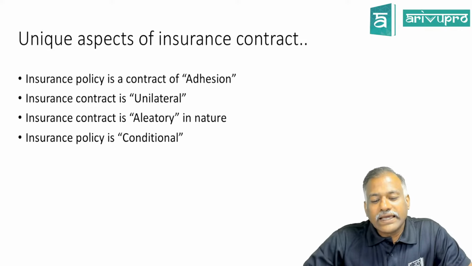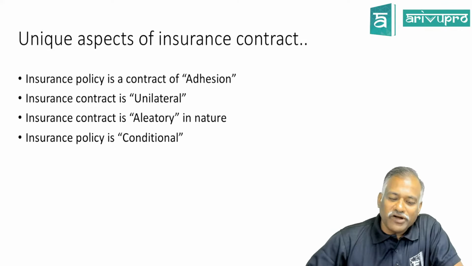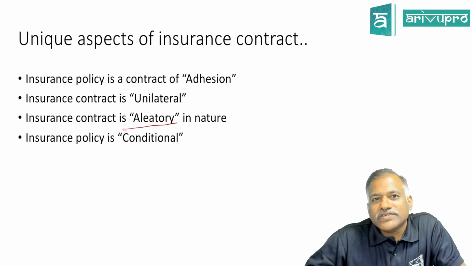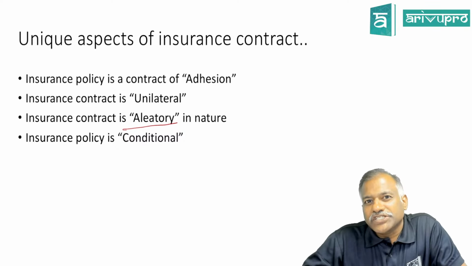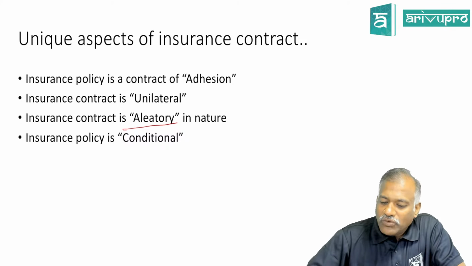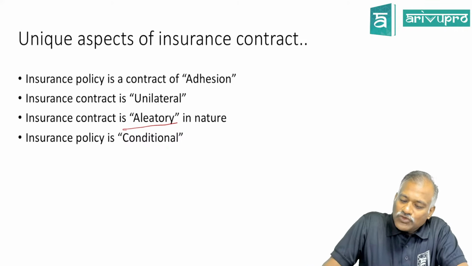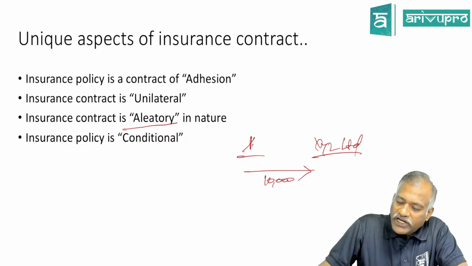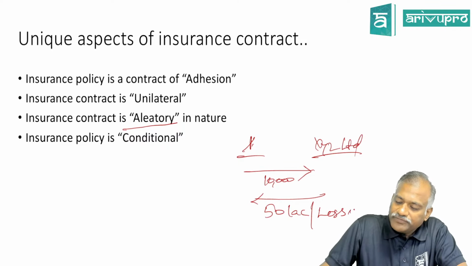The insurance contract is aleatory in nature. Now, this is again a very important word. When we say the insurance contract is aleatory in nature, what we are saying is that it is very disproportionate in nature. Why is it disproportionate? Let us look at the example we were discussing, right? This is Mr. X and this is the company XYZ, which is an insurance company. So he says, I will pay you a premium of 10,000 and the insurance company says, I will pay you 50 lakh in case of loss of life. If there is no loss of life, they will not pay.